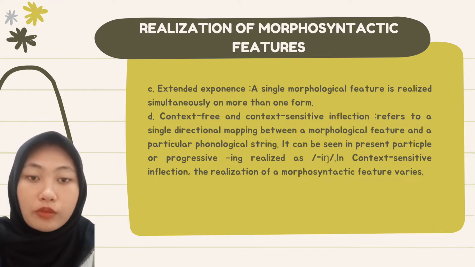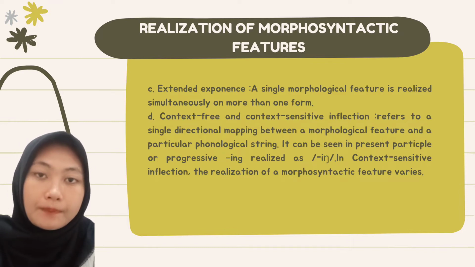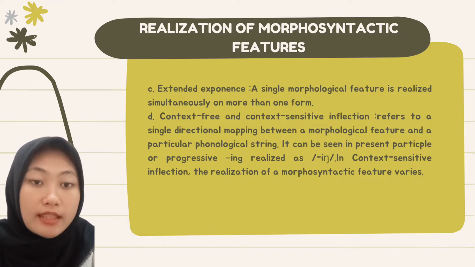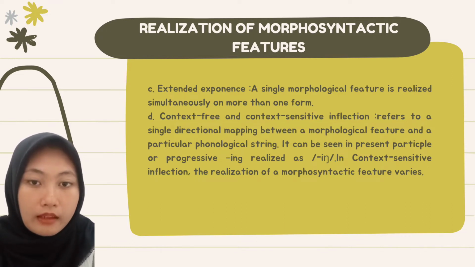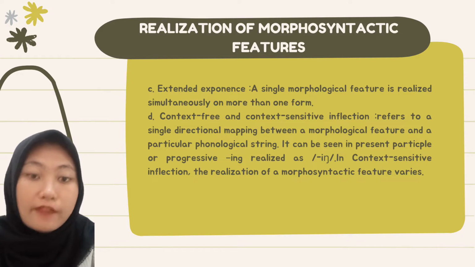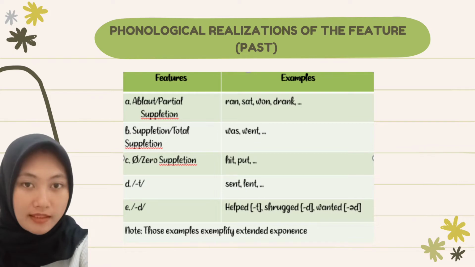And the last, or the fourth, is context-free and context-sensitive inflection. Context-free refers to a single directional mapping between a morphological feature and a particular phonological string. It can be seen in the present participle or progressive -ing, realized as -in. And in context-sensitive inflection, the realization of a morphosyntactic feature varies. Phonological realizations of the feature are past.